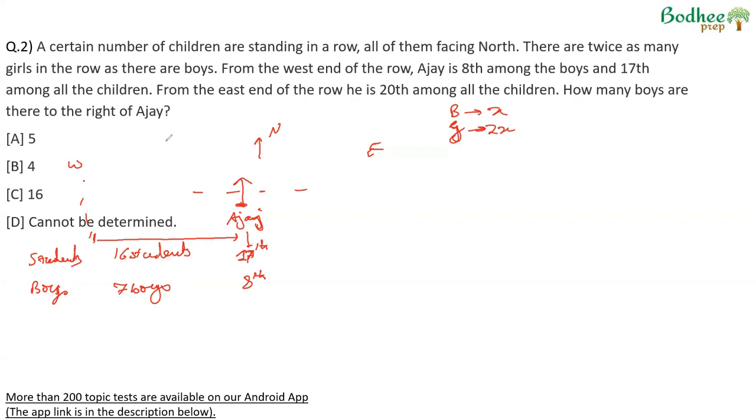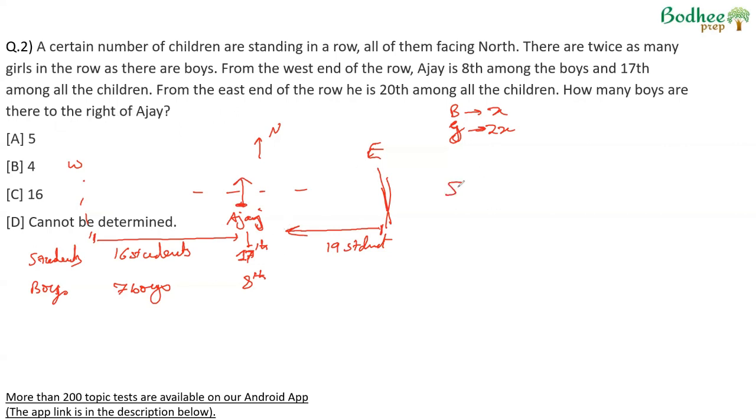From the east end of the row, so this is north, this is east. From this end of the row, he is 20th among the children. So if Ajay is 20th among the children, that means there are 19 children or 19 students to the right of Ajay. Therefore, he is 20th among the children. From the east end of the row, how many boys are there to the right of Ajay?